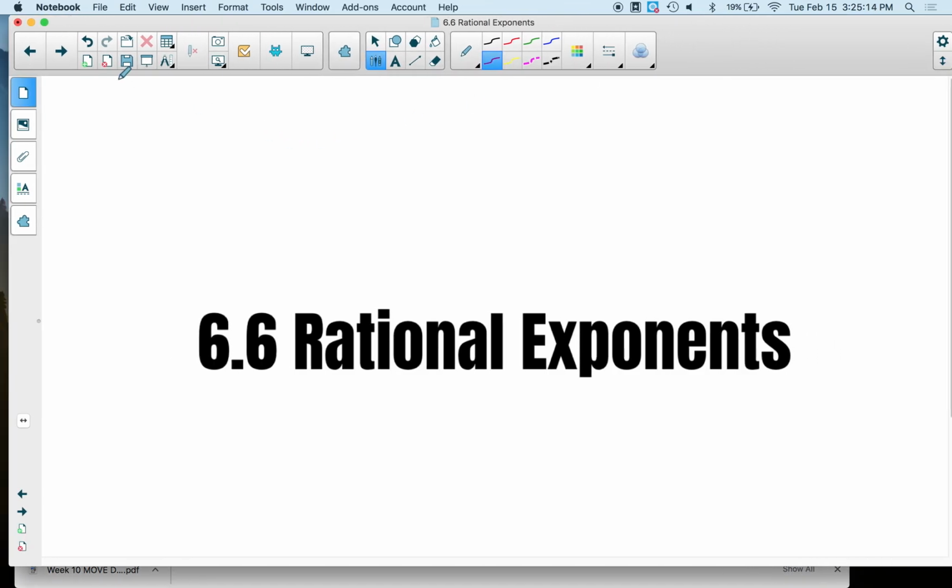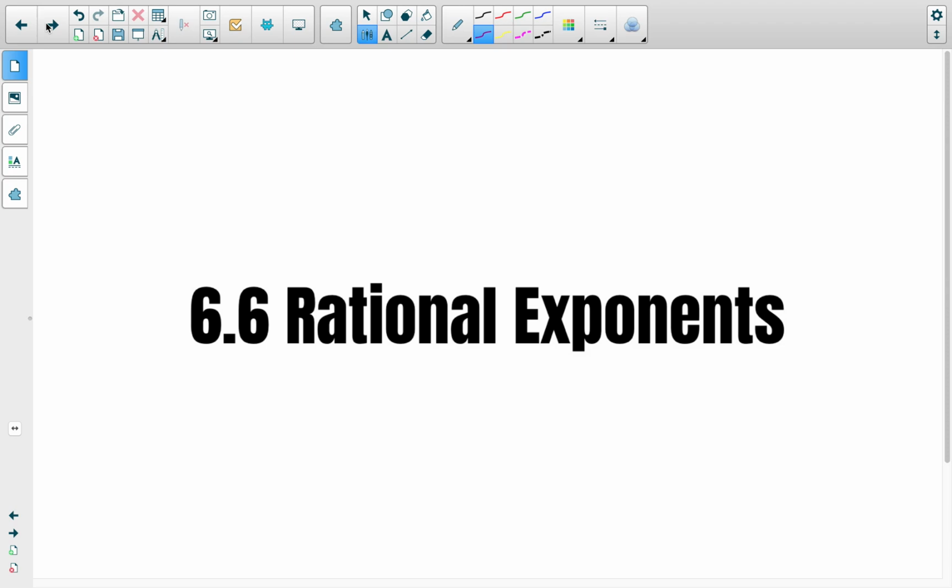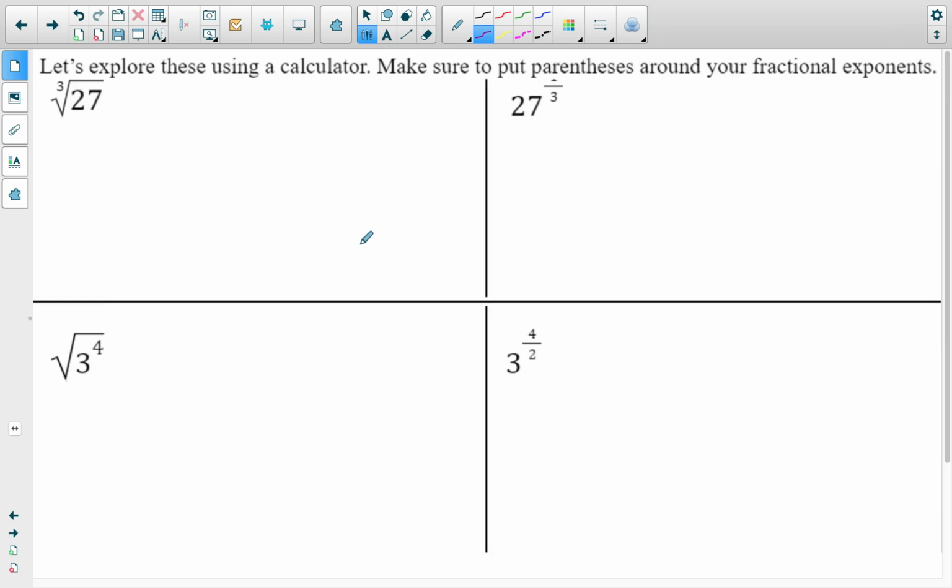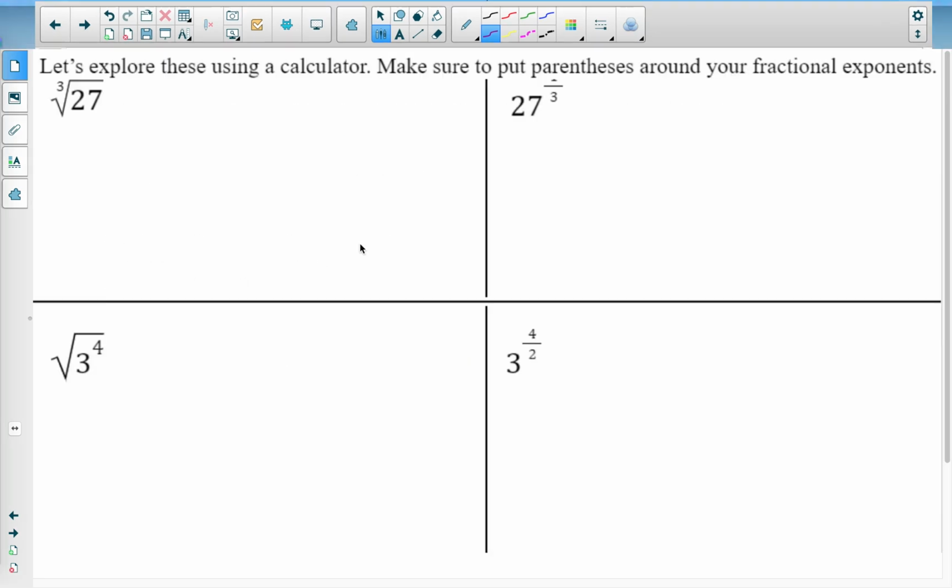6, all about rational exponents. Whenever something is rational, it means fraction. Rational numbers are numbers that can be written as fractions. They're those decimals that terminate or repeat. So when we talk about exponents that are rational, we talk about, like, what if 4 was being raised to the power of 3/2? That's where we're headed. So let's explore these using a calculator.